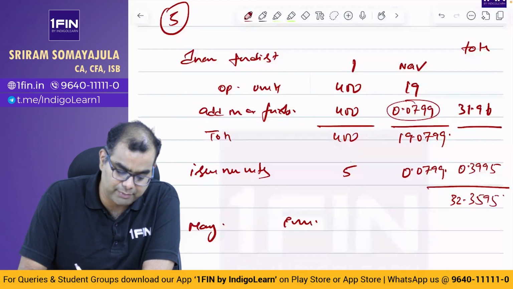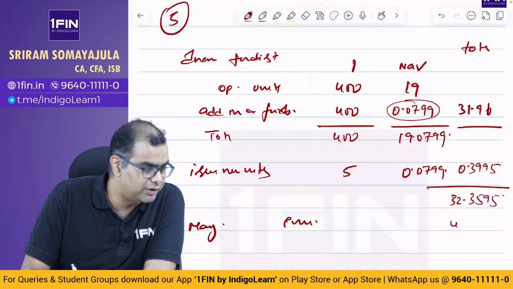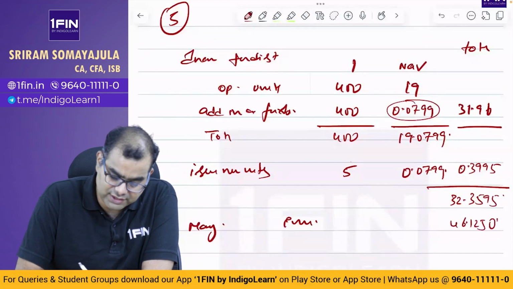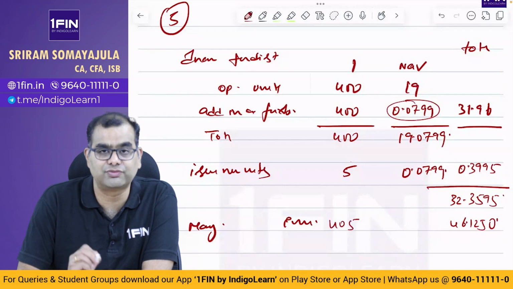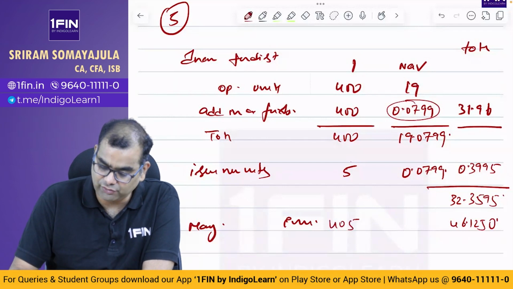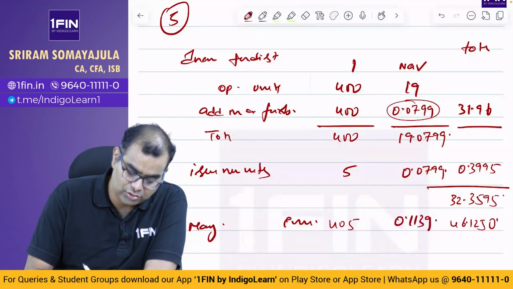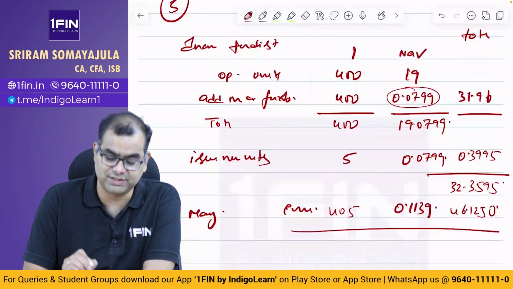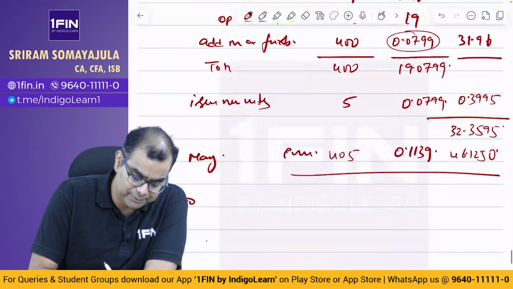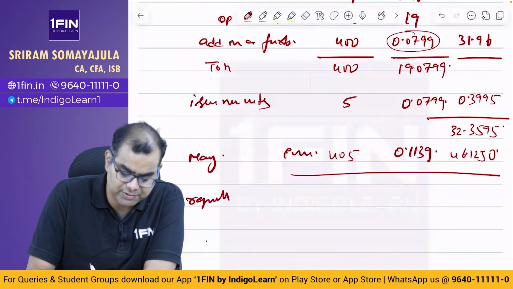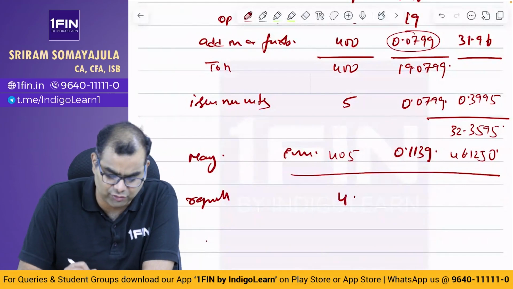What is the May income? May income is 46.1250. Now 46.1250 is for how many lakh units? 405. So entire 405. So 46.1250 divided by 405, you get 0.11388. So I'll take it as 0.1139. Now this is for the entire 405 lakh units. This is the income. Now your repurchase. When you repurchase, how many are you repurchasing? I think 4 lakh units. Yes, you are repurchasing 4 lakh units.